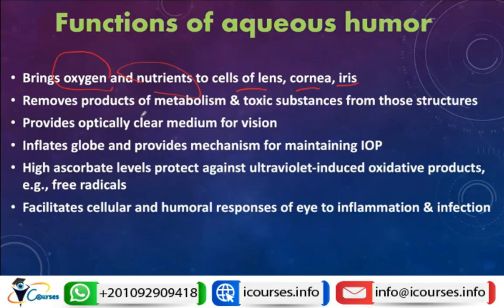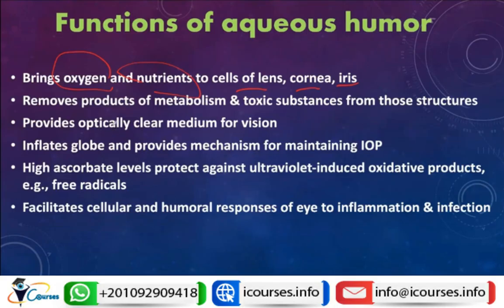Also, it will be responsible for removing the waste products from the metabolic process present within these structures. So if there are any waste products coming from the lens, like the lactic acid, they will be removed by the aqueous, as well as from the cornea, any waste products from the metabolism of the endothelium will be removed by the aqueous.